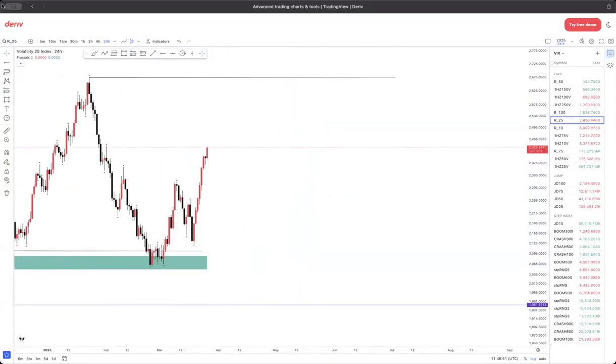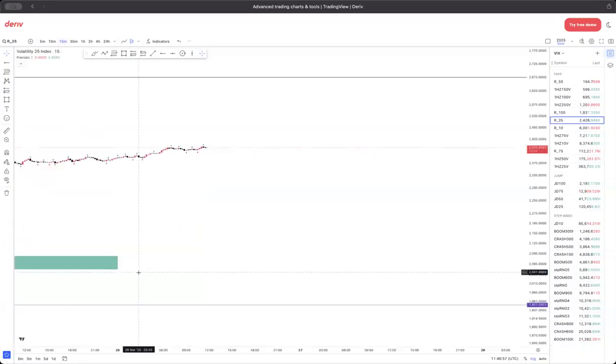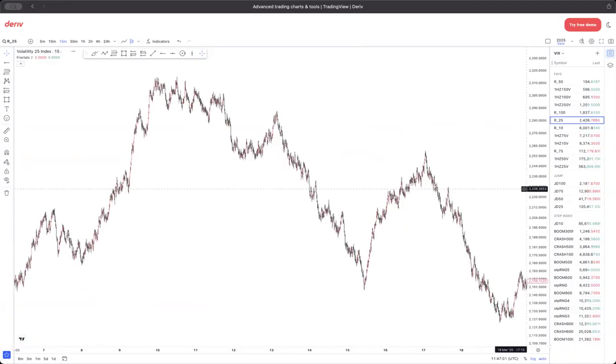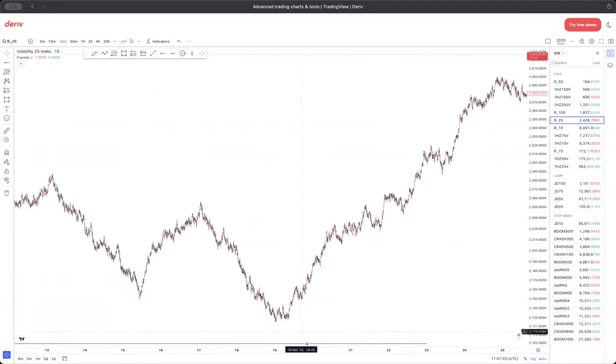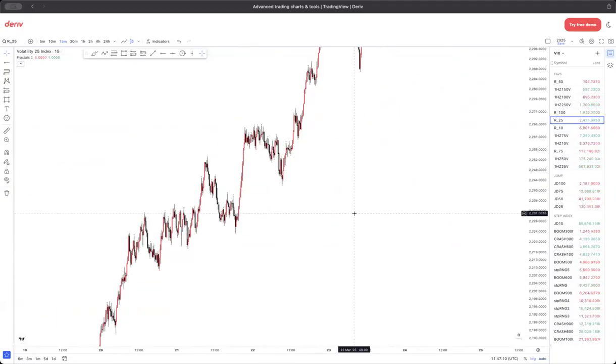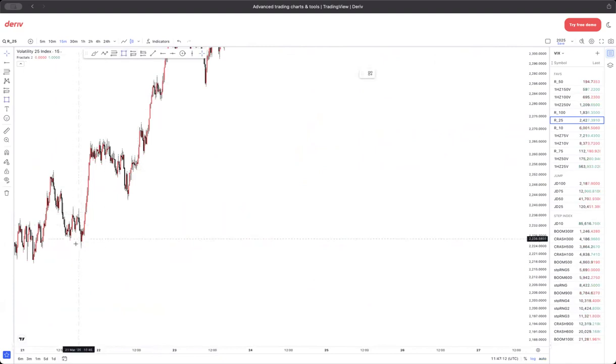Now let's go down to the lower time frame. If I can see previous price action that happened, I'll show you. Let me just check. Okay, I think I had this one. I once had this buy setup here, but price did not come.